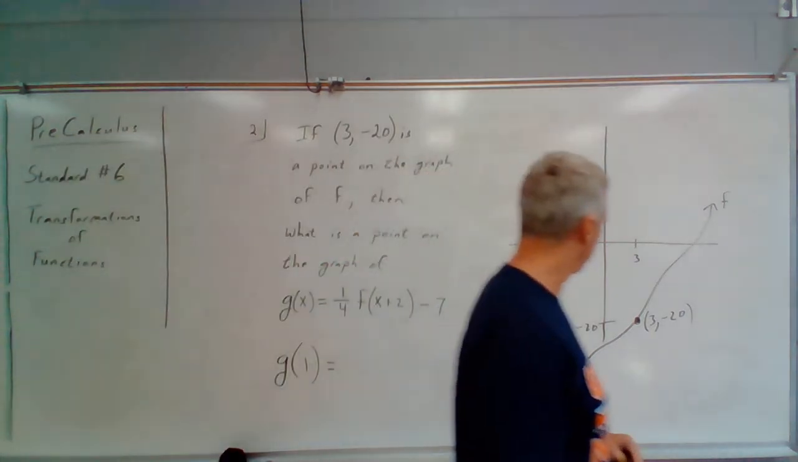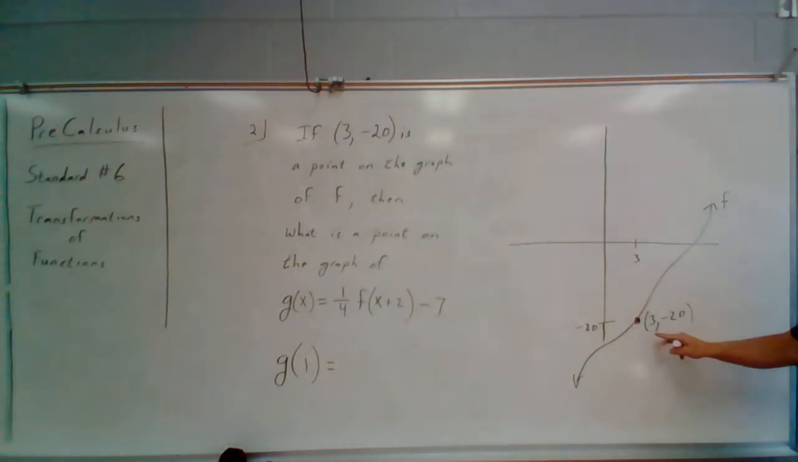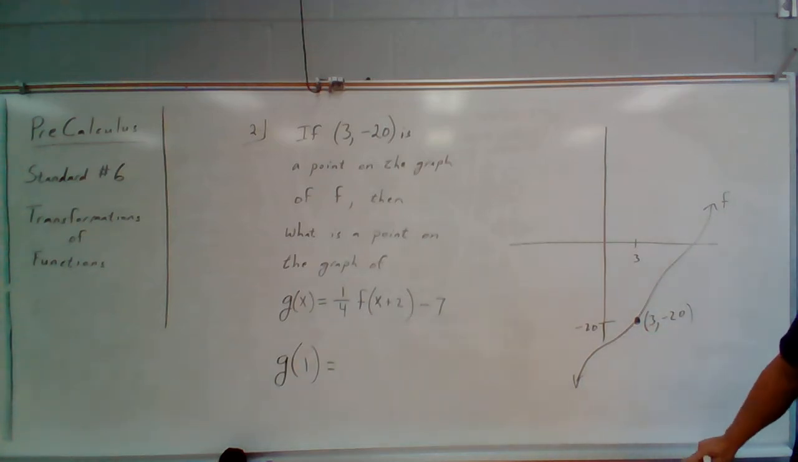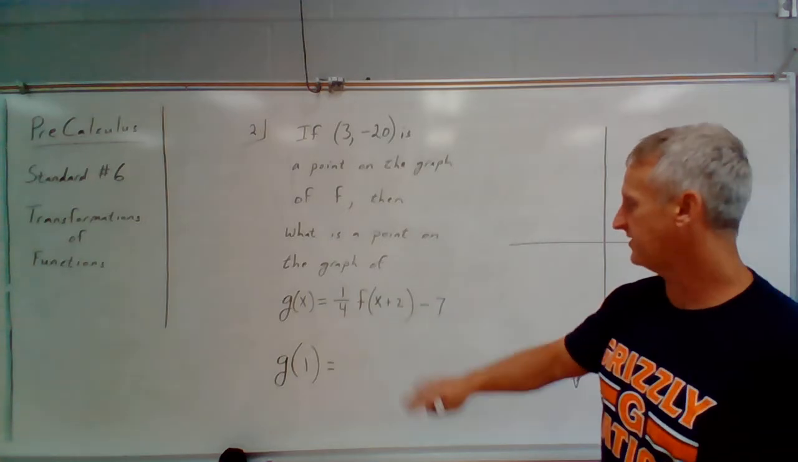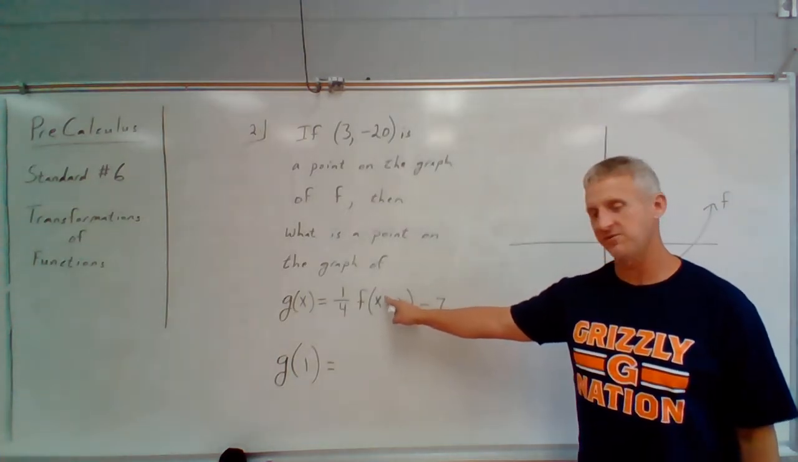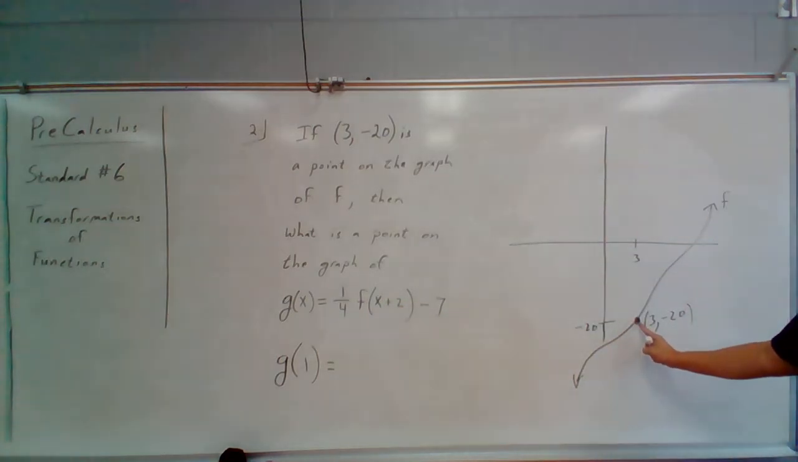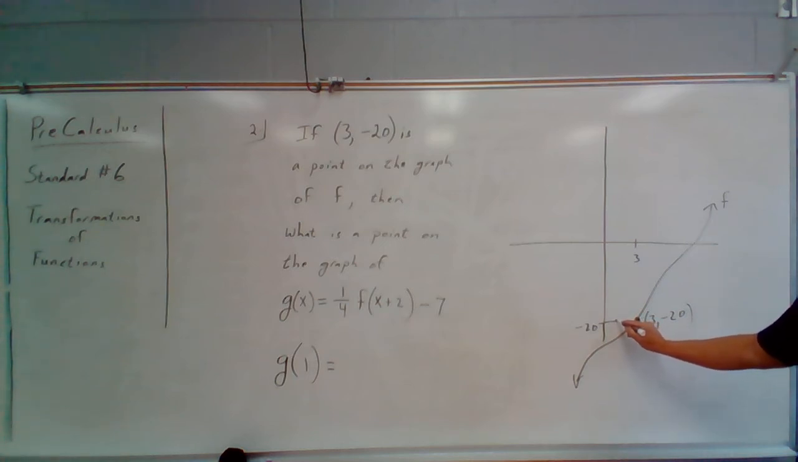All right, so let's go with this hint right here first and see if we can figure it out. Okay, so I know the point 3, -20. So what will this new function do? The +2 inside the parentheses should shift this point left 2 spots. So from 3, -20, I'm going to go to 1, -20. So it'll be here, 1, -20.